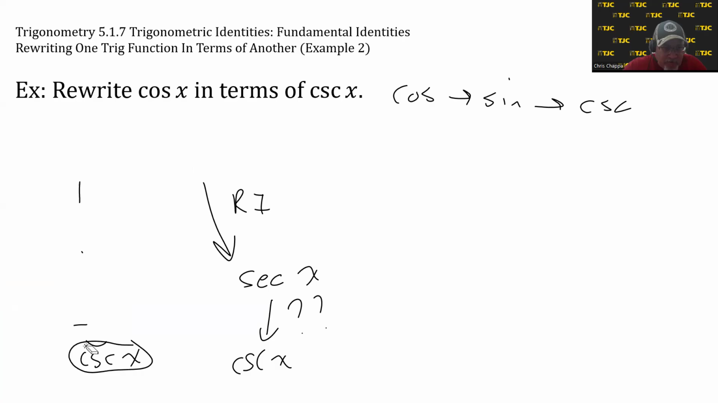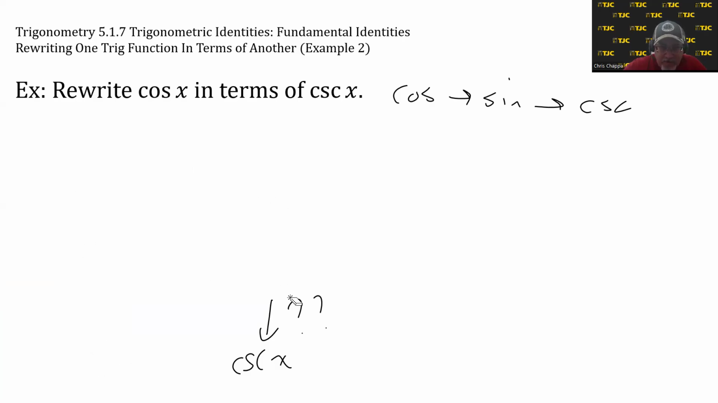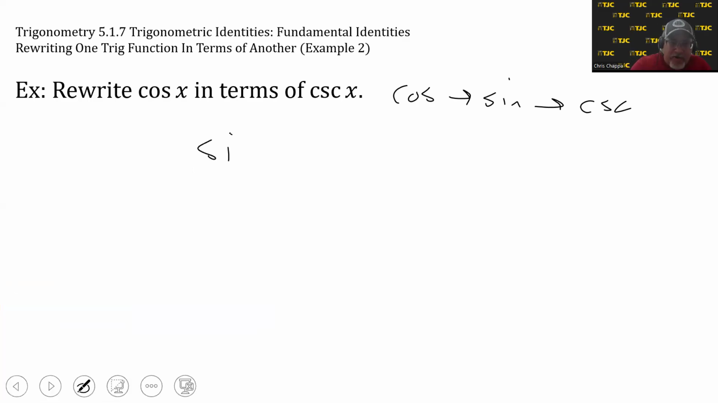All right, so we're going to start by writing down the Pythagorean identity that connects sine and cosine. Now, at that point, we have a couple of options on what to do. Let's start by writing that identity down. It's sine squared x plus cosine squared x is equal to 1. Now, at this juncture, we could go ahead and solve for cosine and then replace sine with 1 over cosecant, or we could replace sine with 1 over cosecant right now. Either one would be okay.